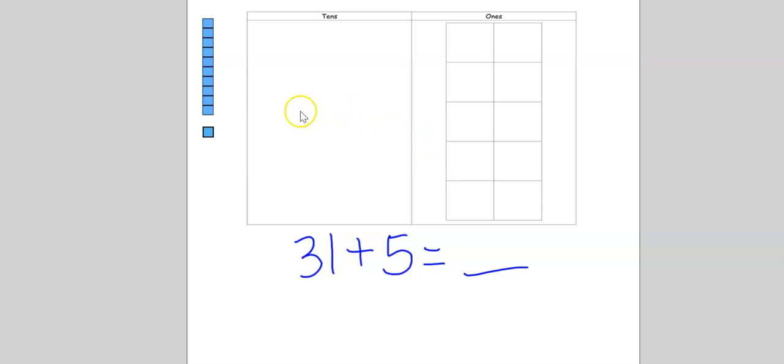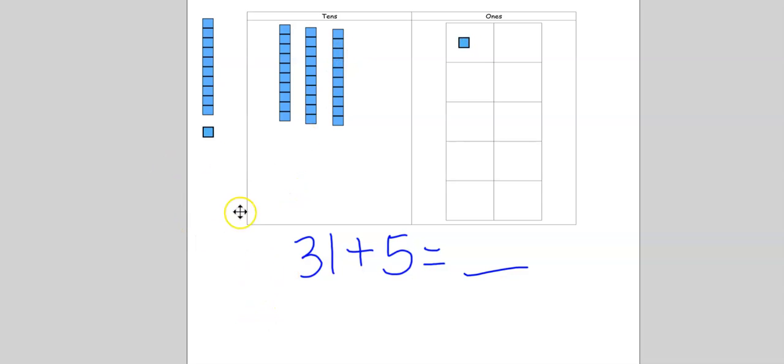So let's build 31 again. Right, you ready? 10, 20, 30. Oh, and then we have 1, but would our 1s go in our 10s? No, we're going to put it over here in our 1s. So everybody agree we have 31? Okay, so now we have to build 5 because we want to know how many are all together. All right, you ready? So would our 5 1s go in 10s or 1s? That is correct. It's going to go in our 1s.